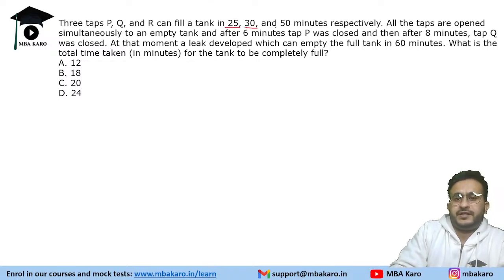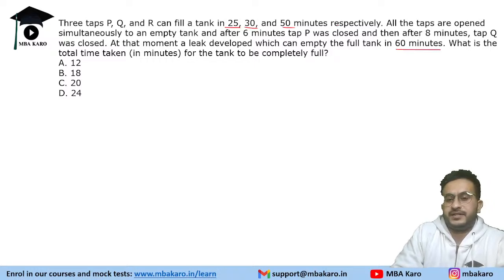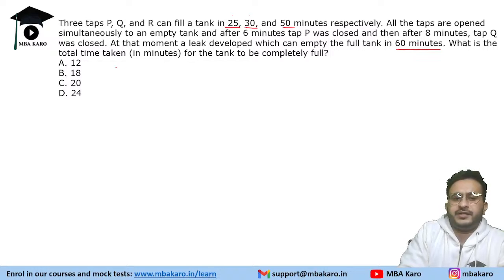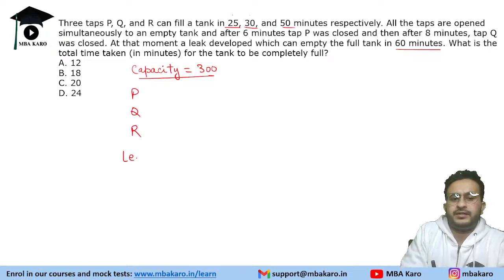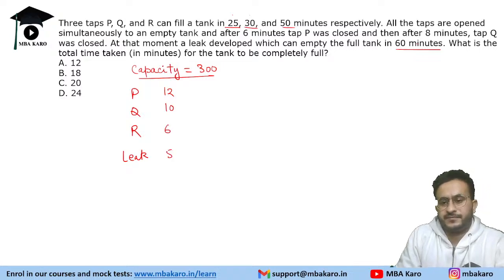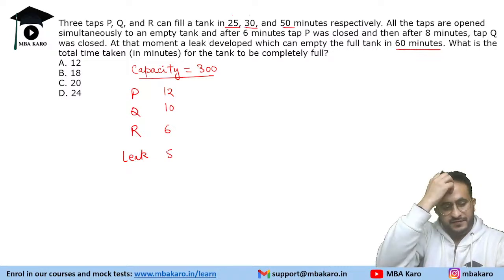25, 30, 50 and 60. Okay, these are the times taken. What will the LCM be? 150 is not, it's 300. So let us say the capacity is 300. Okay, so the fill rates of P, Q, R and the leak: P will be 12, 10, 6 and the leak will be 5, isn't it? So these are the efficiencies.